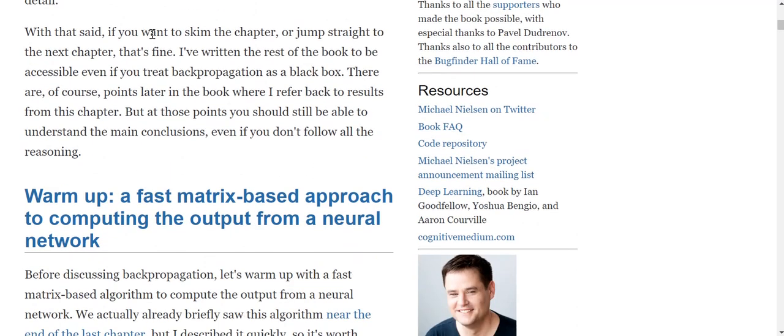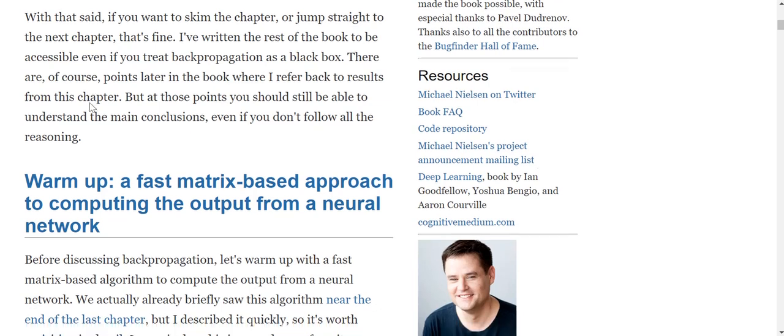With that said, if you want to skim the chapter or jump straight to the next chapter, that's fine. I've written the rest of the book to be accessible even if you treat backpropagation as a black box. There are, of course, points later in the book where I refer back to results from this chapter, but at those points, you should still be able to understand the main conclusions even if you don't follow all the reasoning.